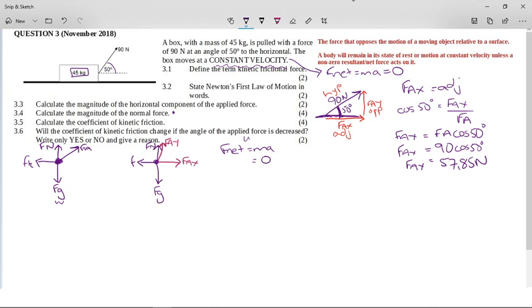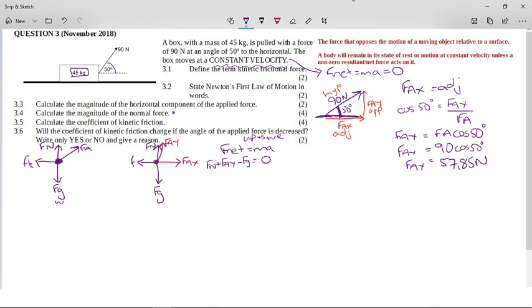So if we say that up is positive, every force that goes upwards is positive. So Fn is going upwards, Fay is going upwards. What is going downwards? Fg. So Fg is going downwards. Because it's going downwards, we're adding a negative force, so I'm just going to put it as a minus.